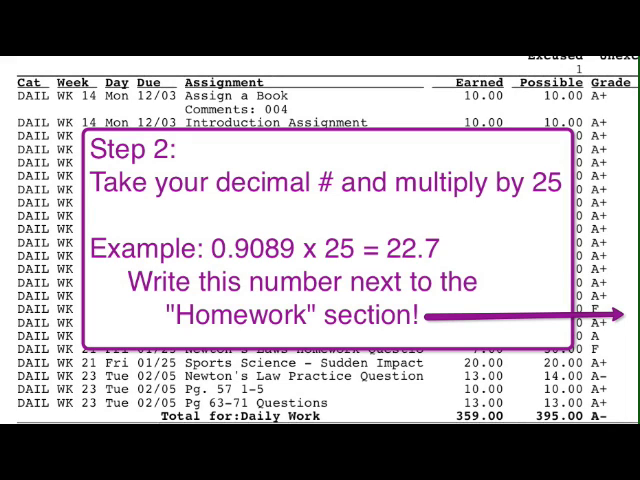Next, take your decimal number from the previous screen and multiply by 25. For example, this student has 0.9089 multiplied by 25 equals 22.7. Calculate your numbers, then write these down next to the homework and classwork section on your grade sheet. We will use these numbers in a little while.